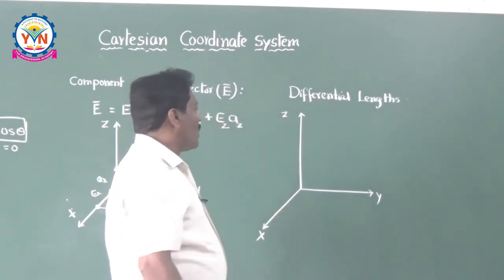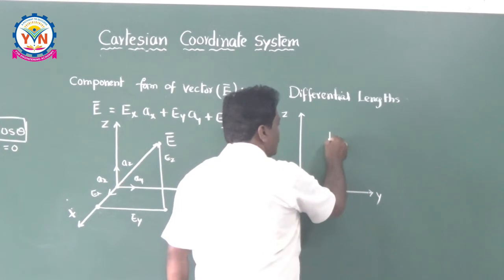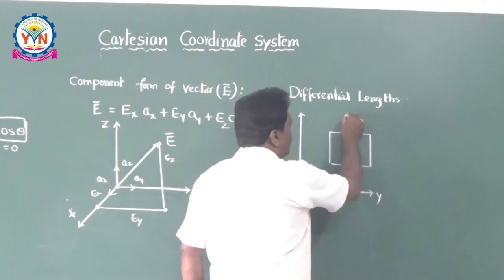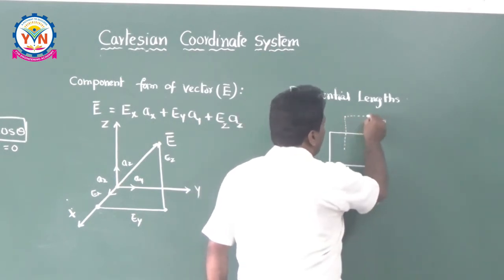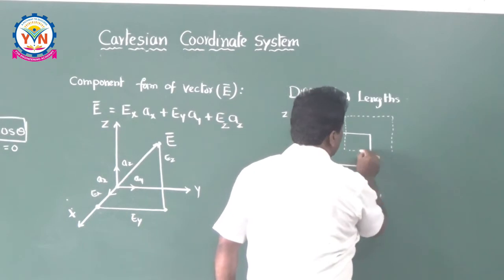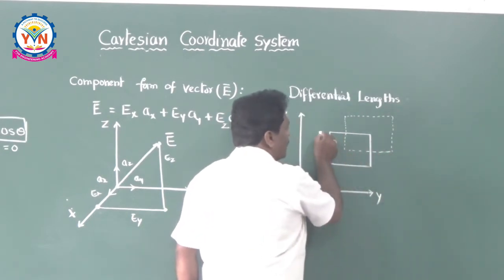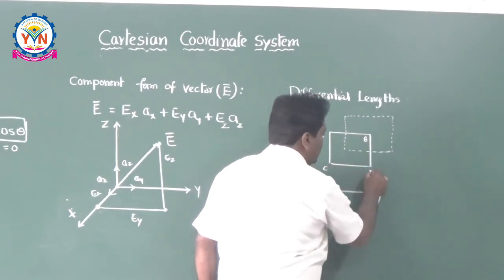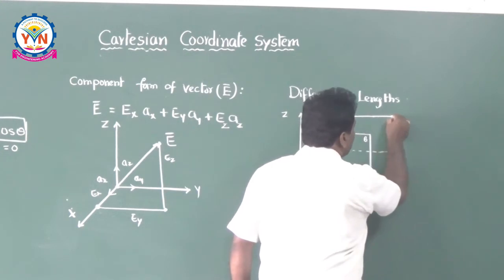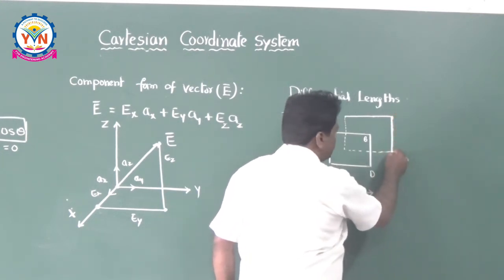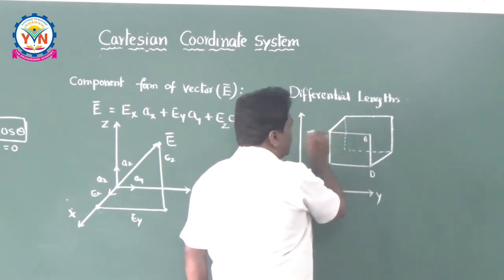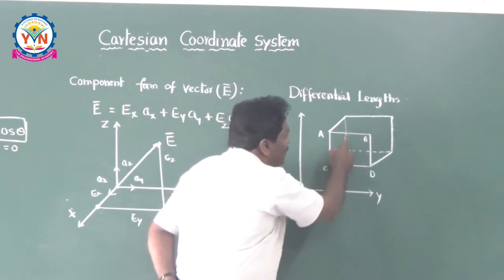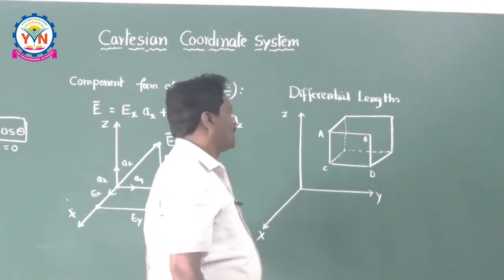Let me take a rectangular box here. This is the rectangular box, and I can name the corners A and B and C and D. So these are also the surfaces you have to consider. This is the surface like this. As these edges are invisible, I have put them in dotted lines like this.